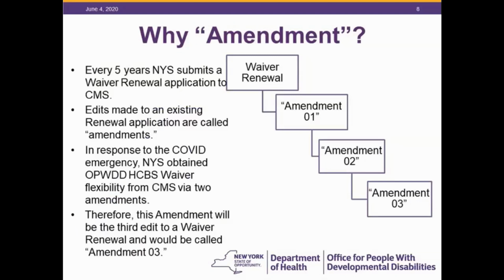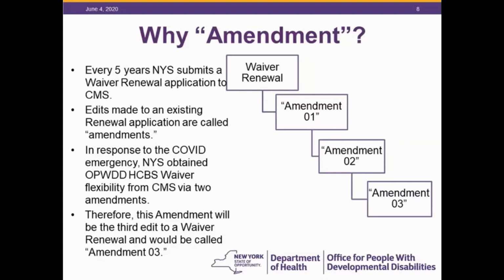Whenever you establish a waiver renewal, you start off with the waiver renewal as your base level. Anytime you want to make a change to your waiver, it's done as an amendment to that initial agreement that was put in place. So in this case, we're referring to this amendment as Amendment 03. So how do we get to Amendment 03?